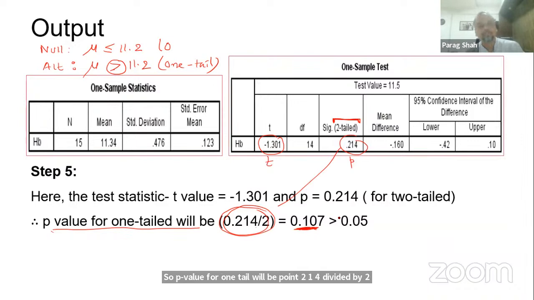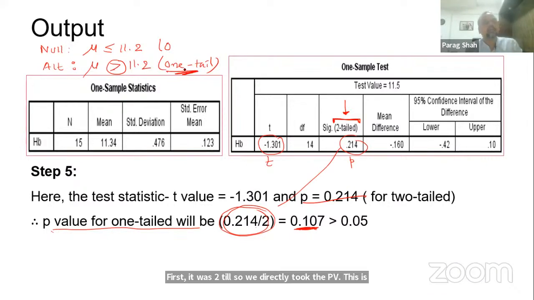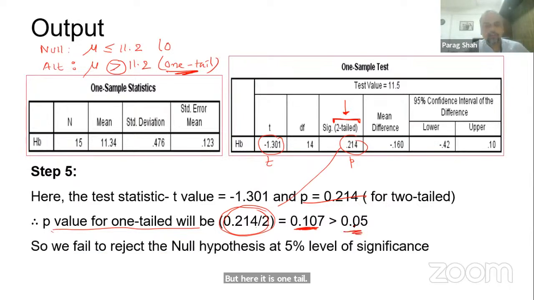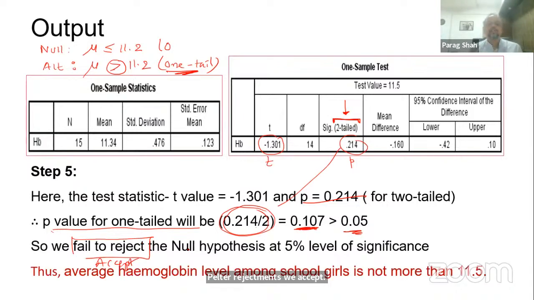So don't forget this. SPSS always gives you for two tail. In the first sum, it was two tail, so we directly took the p-value. This is one tail. It can be less than or greater than, don't worry about that. But here it is one tail. 0.107 is greater than 0.05. Greater than means we fail to reject. Fail to reject means we accept. And so we say the average hemoglobin level of the girls is not more than 11.5.